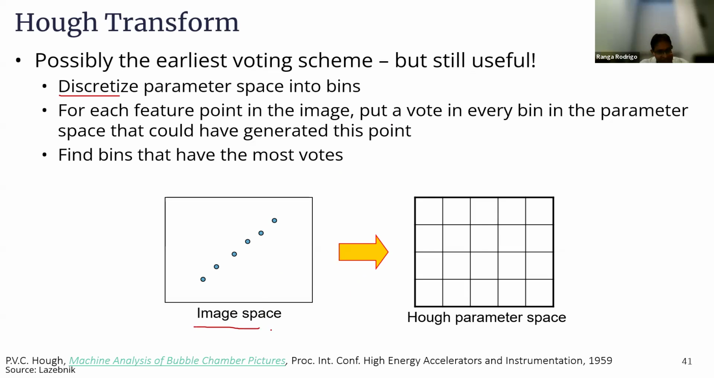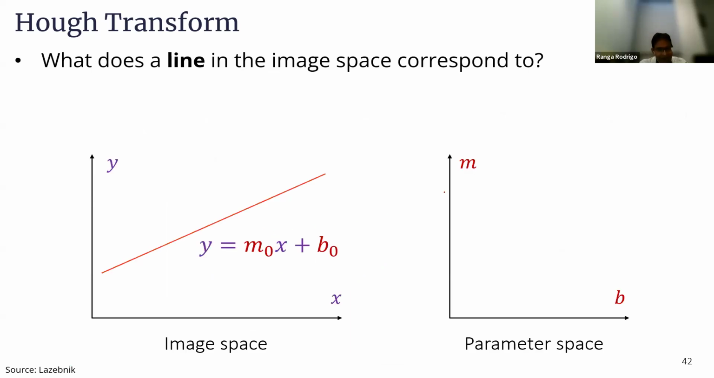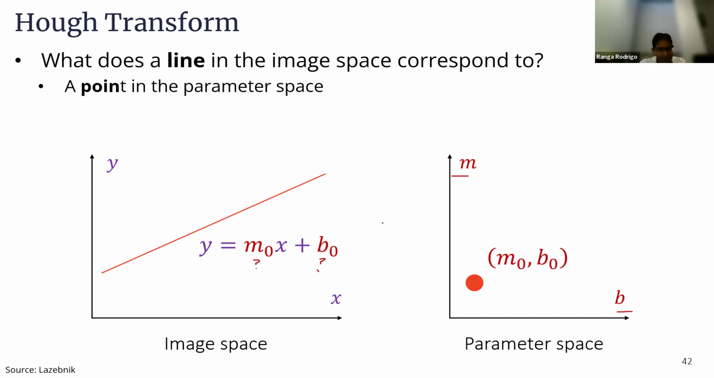Consider that this is an image and this is a Hough parameter space. You can see these points sort of conform to a line. Now let's say we want to fit a line, and this parameter space is in m and b. It's a different parameterization. We have to find this m and this b. What we have is a set of points that may or may not correspond to a line. So what does a line in image space correspond to? A point in the parameter space, a particular m and a particular b.